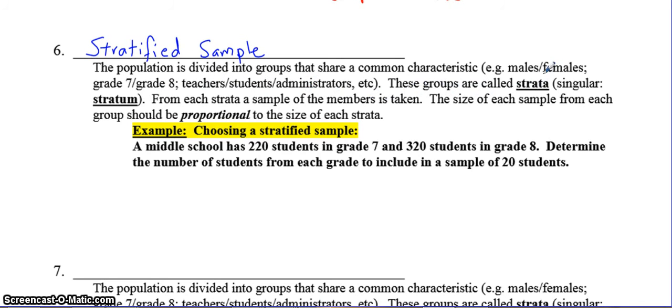These groups are called strata. So each of these is called a stratum, a particular one is called a stratum, and strata is plural. So the groups you divide them into are called strata. From each stratum, a sample of the members is taken. The sample size from each group should be proportional to the size of each stratum.